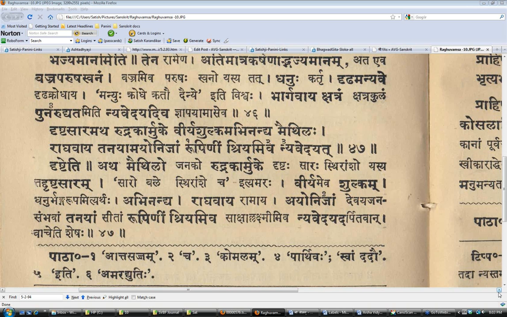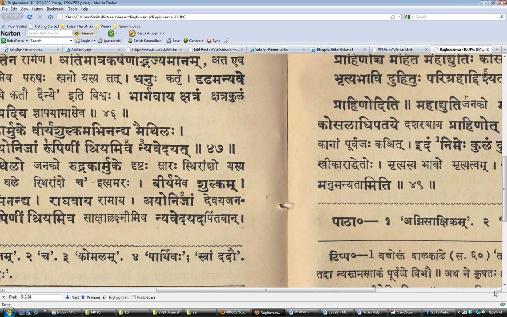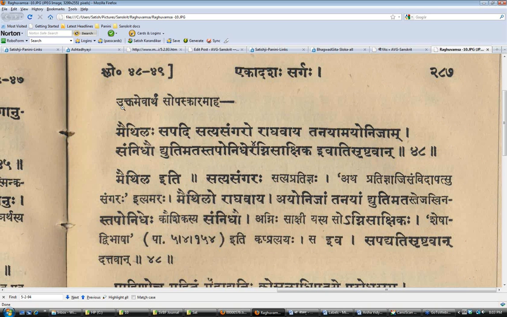The next one also is not that difficult. I think we can squeeze that one today. Let's read it out and go through what he says. Look at the Upodghata, the introduction: Uktam eva artham sopaskaram aha. What does that mean? Uktam eva artham: what has been said before. It means that what was said before is being said again.